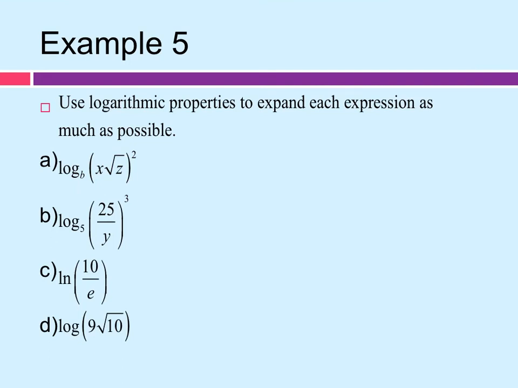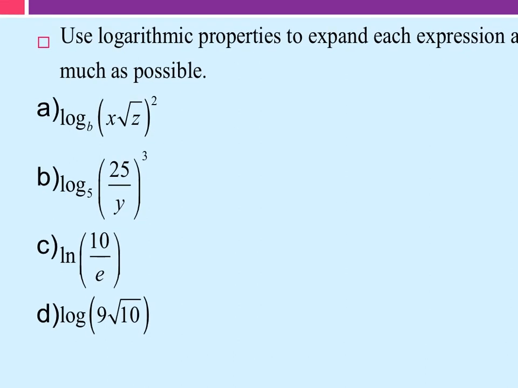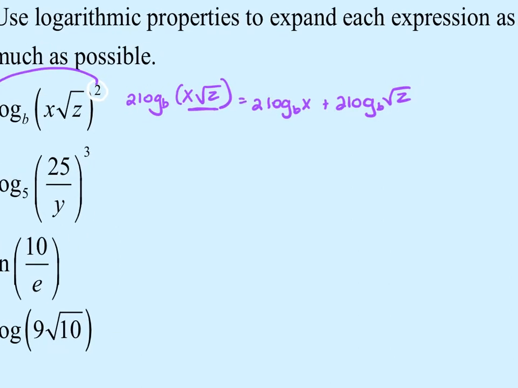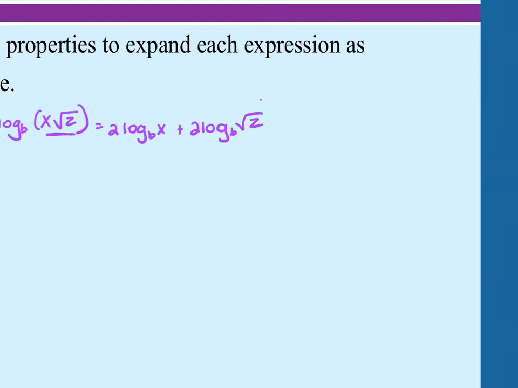Okay, example 5 says use the log properties to expand each expression as much as possible. So for A, they have an exponent. That exponent's going to get bumped to the front, and then I'm going to remember that when I expand this, each of the expanded terms are also going to get that too. So now this is a product. So this becomes 2 log base b of x plus 2 log base b of the square root of z. The square root of z becomes an exponent of 1/2. So this becomes 2 log base b of x plus 2 log base b of z to the 1/2. And the 1/2 gets bumped to the front, canceling with the 2, and I end up with 2 log base b of x plus log base b of z. Sorry, the first one should be an x.